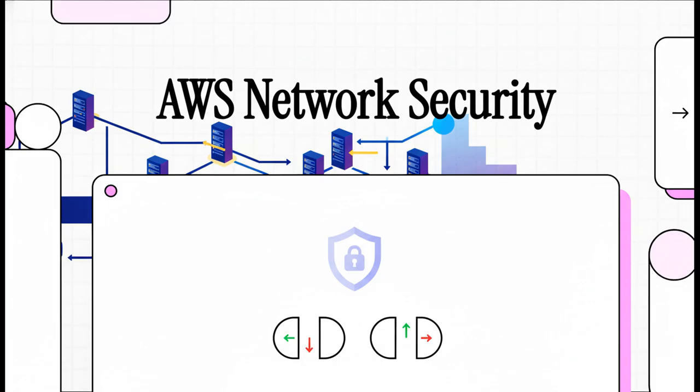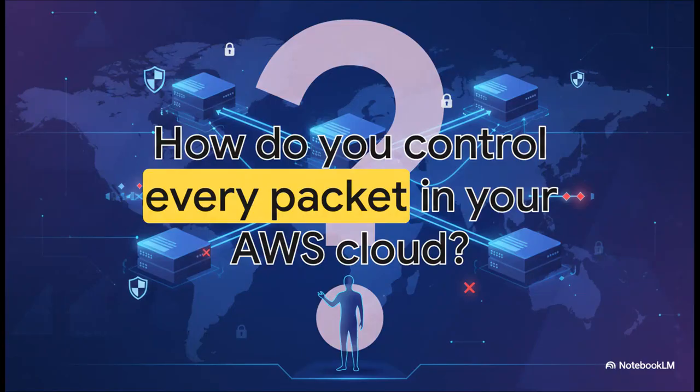Let's dive in. So, this is the big question, right? It's the one every single cloud architect has to answer. It's not just about letting the good traffic in. It's about building a fortress that knows exactly what to block, ensuring your applications can talk to each other securely, and, just as importantly, efficiently. Getting this right is the absolute cornerstone of a well-built cloud environment.